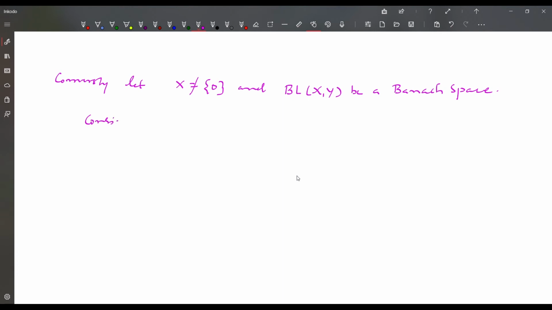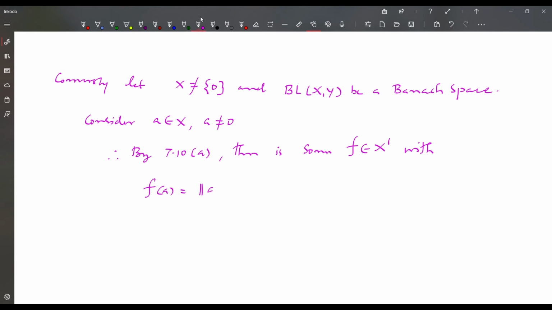Conversely, let X not equal to singleton 0 and BL of X,Y be a Banach space. Consider a belongs to X, a not equal to 0. Therefore, by 7.10a, there is some f in X dual with f of a equal to norm a not equal to 0 and norm f equal to 1.